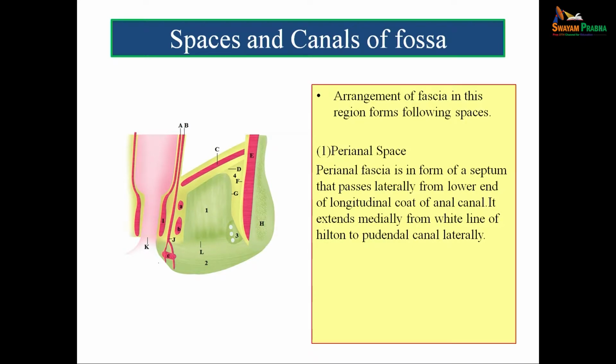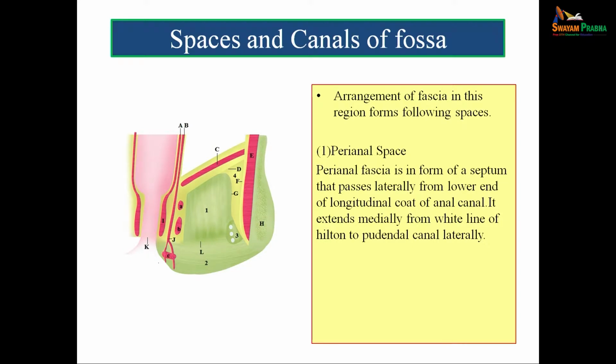Now, this perianal space has a perianal fascia. This perianal fascia is represented by L in the figure. It is separating the ischioanal fossa from the perianal space. L is separating the ischioanal fossa from the perianal space, and this L represents the perianal fascia. So, what is it? It is a septum that passes laterally from the lower end of the longitudinal coat of the anal canal. Now, where is the longitudinal coat of the anal canal?